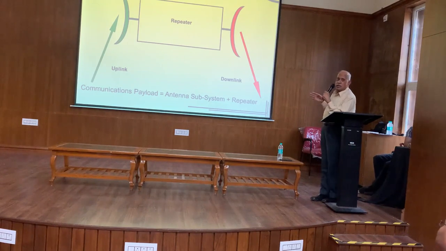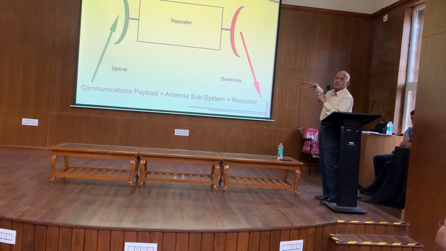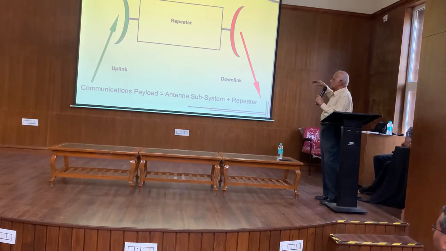There will be a frequency conversion. If there are multiple channels, there will be a demuxing. And then the power amplifiers. And then an output muxing. And then the various filters and cabling or waveguiding in both the transmit antenna. This is how the block diagram of the communication payload is represented. So the antenna subsystem plus the repeater.